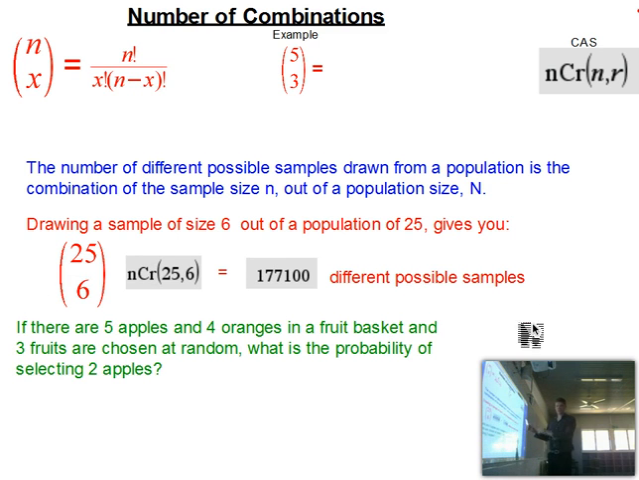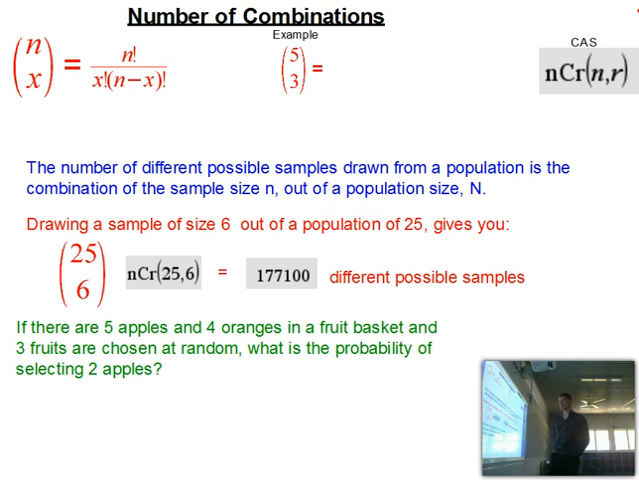Now, let's consider this as a little problem. If we have 5 apples and 4 oranges in a fruit basket, and 3 fruits are chosen at random, what is the probability of selecting 2 apples?